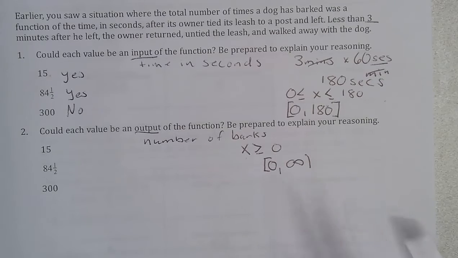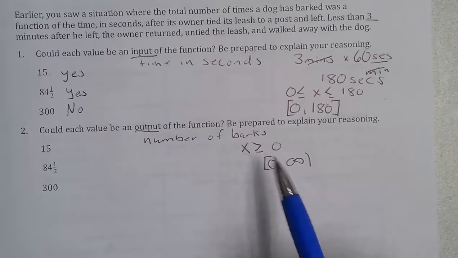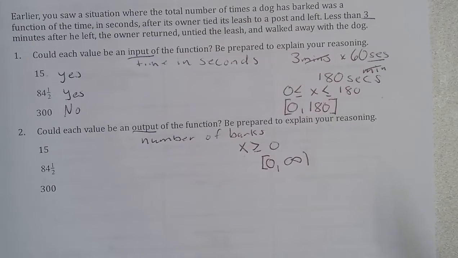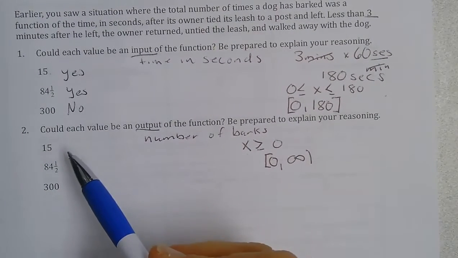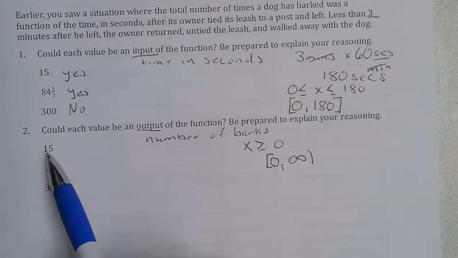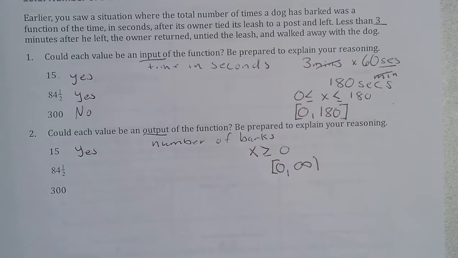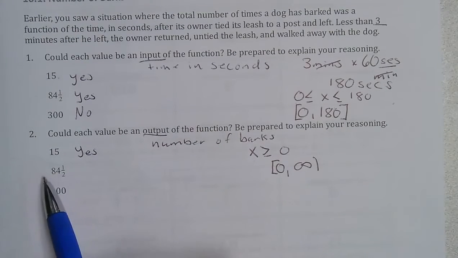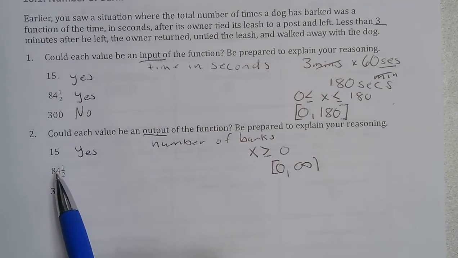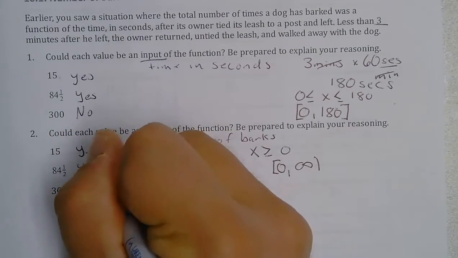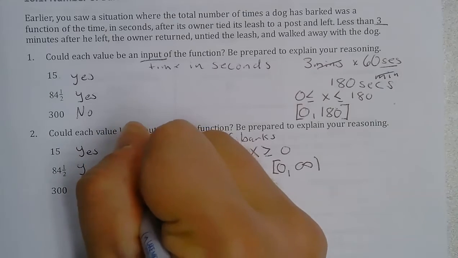But a dog could only bark a finite number of times. So really, there would be a limit to how many times you think a dog could bark. So could each value be an output? Well, in 3 minutes, a dog for sure could bark 15 times. If thinking about a dog barking 84 and a half times, that is quite a lot of barks in 3 minutes, but it's possible in my opinion, but not likely.